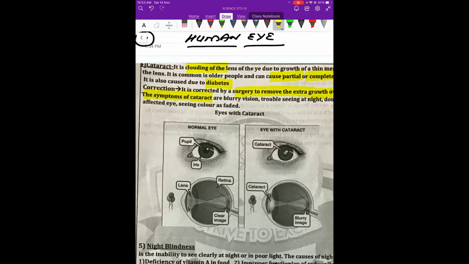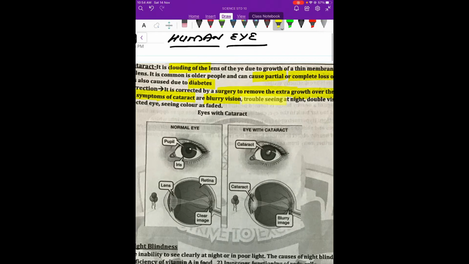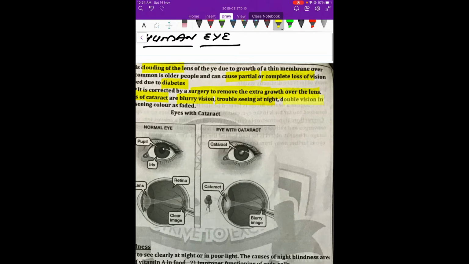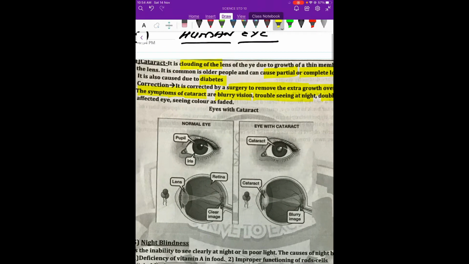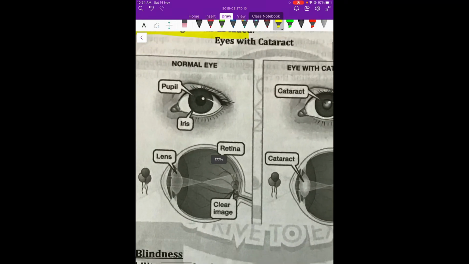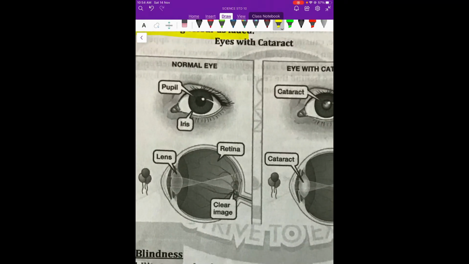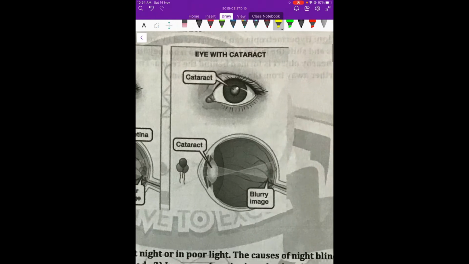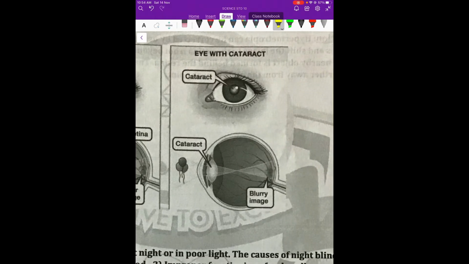What are the symptoms of cataracts? Blurry vision and trouble seeing, especially at night. Sometimes it's double vision also, and they can even see colors in a faded version. We can see how a normal eye and an object look. A pupil, iris and a clear image are seen. Whereas, if you see an eye with a cataract, you will find that this image is blurry.